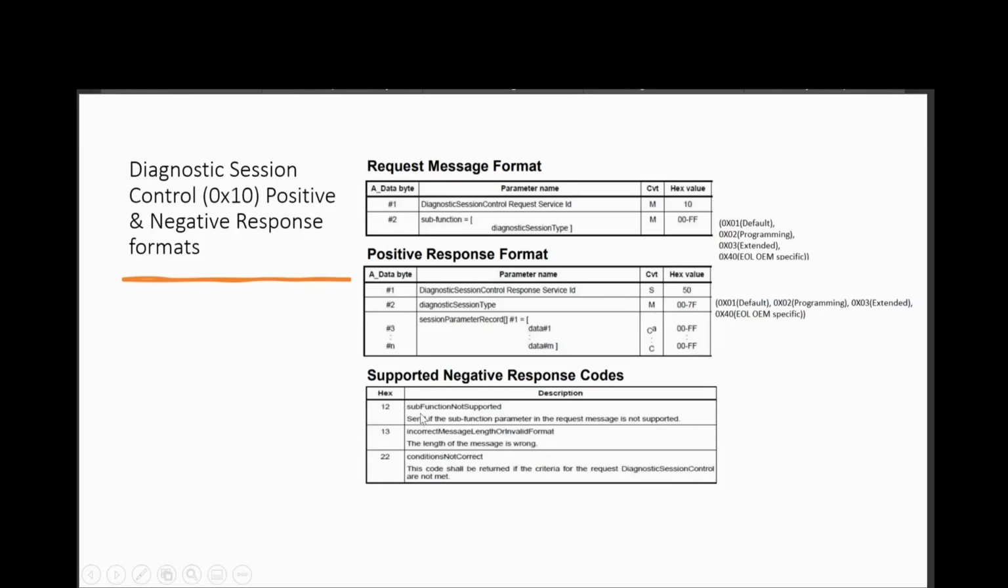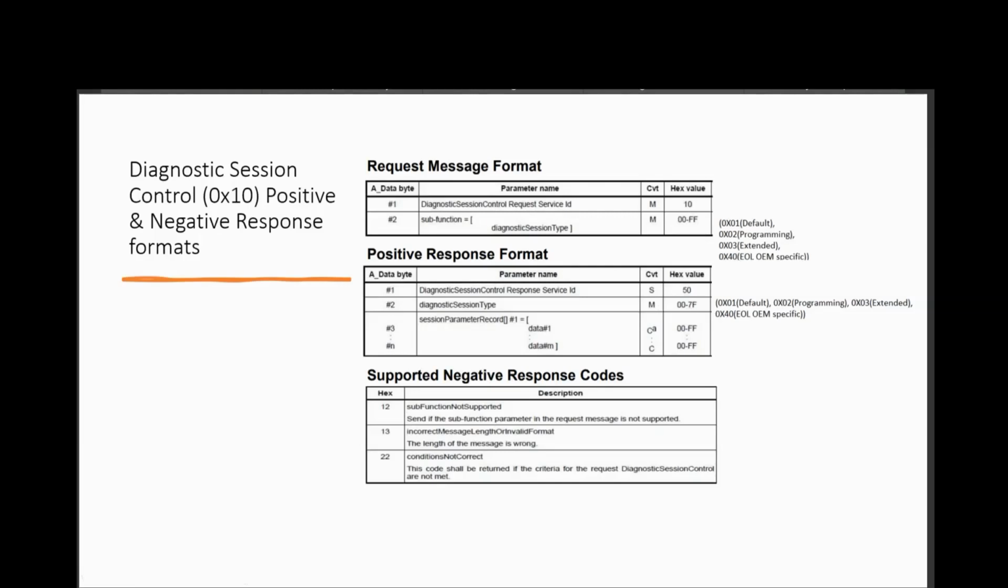Suppose you see 12, subfunction not supported. That means if you give 10, there are 4 possible sessions according to the software. Suppose you give 10 05, for example, that session is not valid, so immediately it will throw subfunction not supported. There is a standard format for giving NRC as well. As I told earlier, it will start with 7F followed by the service ID, that is 10, so 7F, 10, and 12. So the format will be like this.